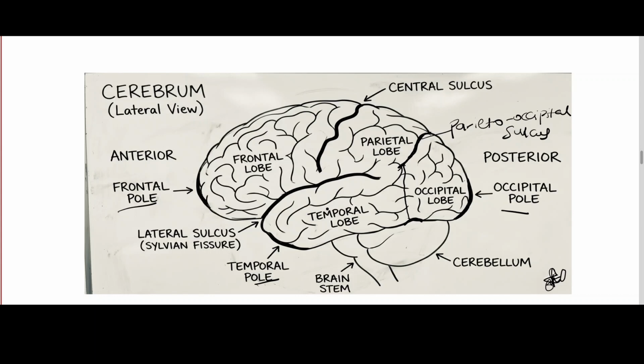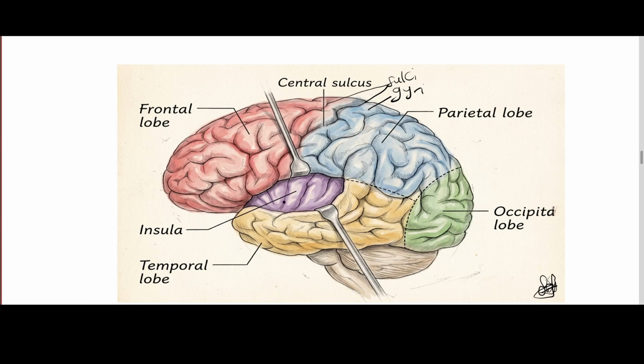So that said, we have four major lobes of the cerebrum. We have the frontal lobe, the parietal lobe, the temporal lobe, and the occipital lobe. We also have another lobe that is hidden, called the insula. This lobe is located deep within the lateral sulcus.